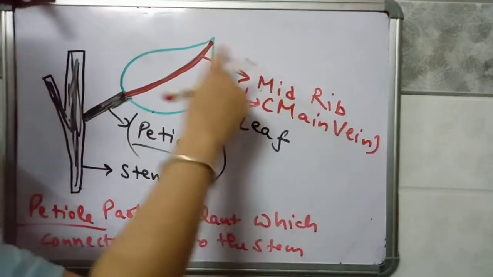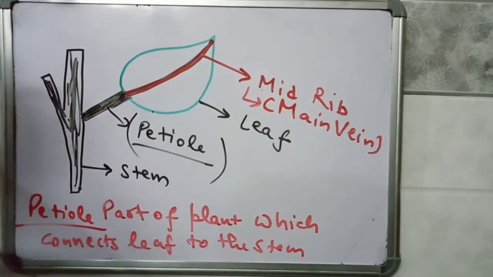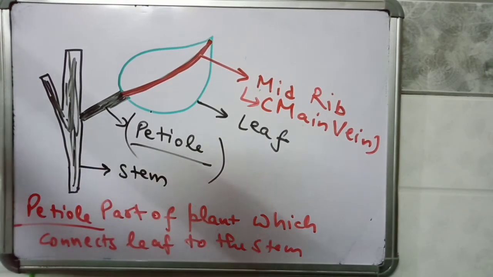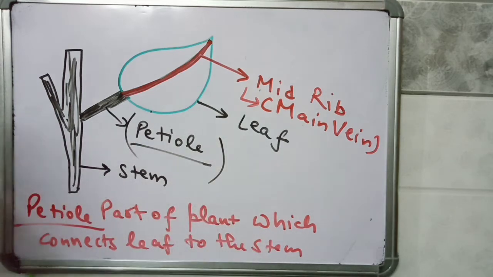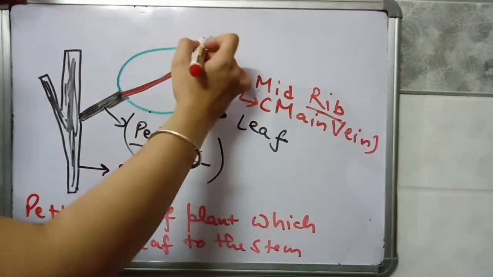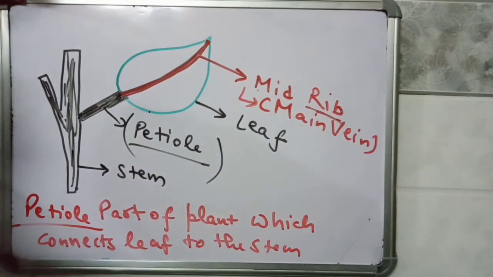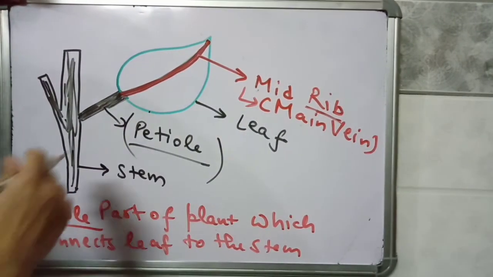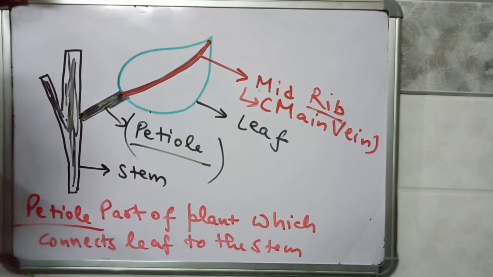This midrib provides support to the leaf. For example, just like in humans, ribs are present. Ribs support and protect different organs. Ribs protect our heart and lungs. Similarly, in leaves also a rib is present, at the lower portion of the leaf, behind the leaf.